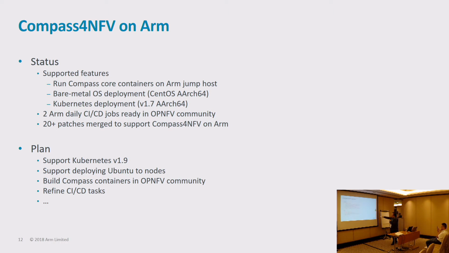Our next plan is first to support Kubernetes V1.9, which is the latest version, and also support deploying Ubuntu. For the ARM platform, we only enable CentOS as the node operating system for now. We are planning to support Ubuntu also. We also want to refine our CI/CD tasks, adding more validation tasks in the community, specifically for ARM-related tasks.